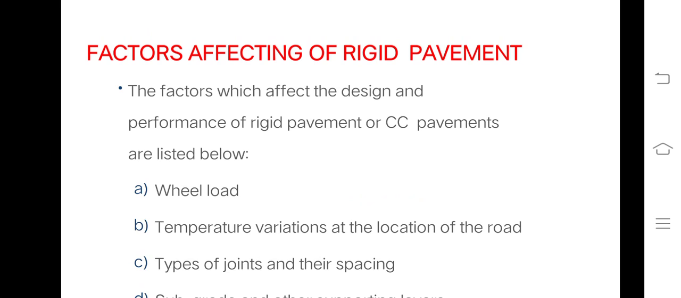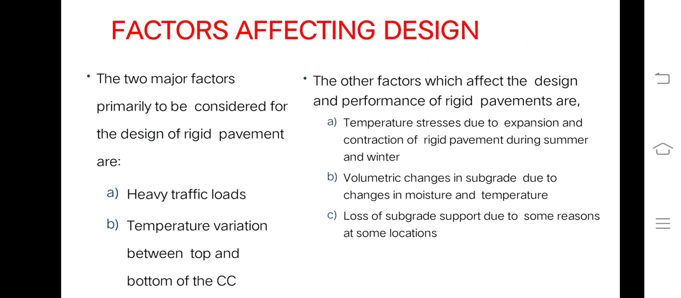Now what are the factors affecting the rigid pavement? There are several factors which affect the design and performance of a rigid pavement, or we can say the cement concrete pavement, like wheel load, temperature variation, type of joint. The two major factors primarily to be considered for the design of rigid pavement are heavy traffic loads and temperature variation at top and bottom.